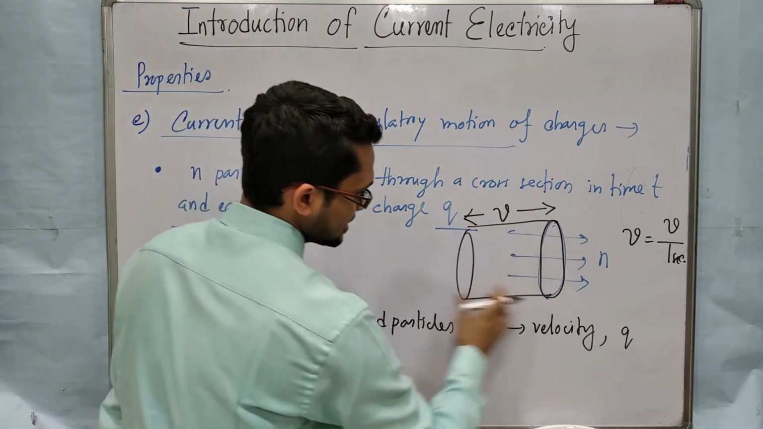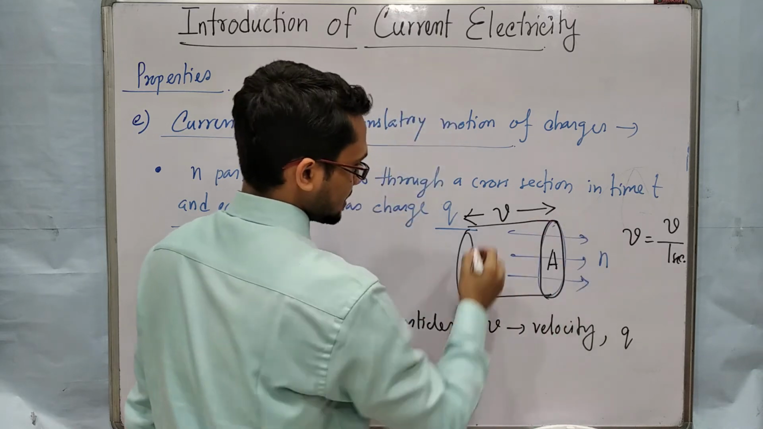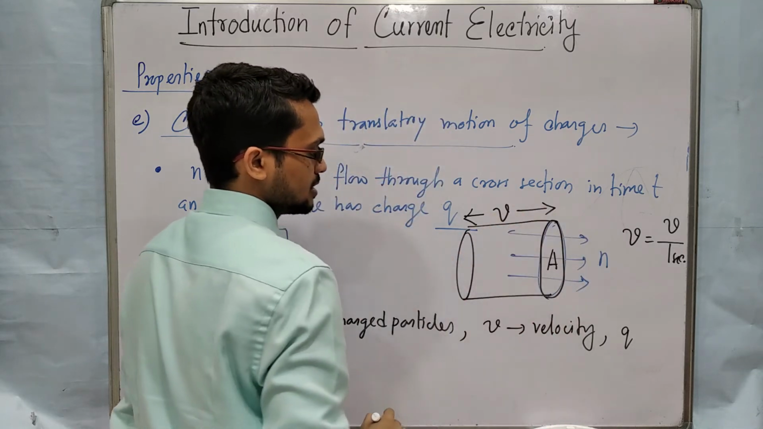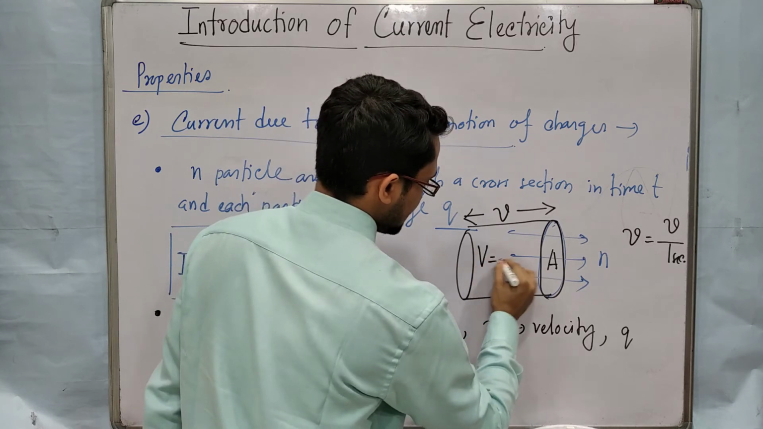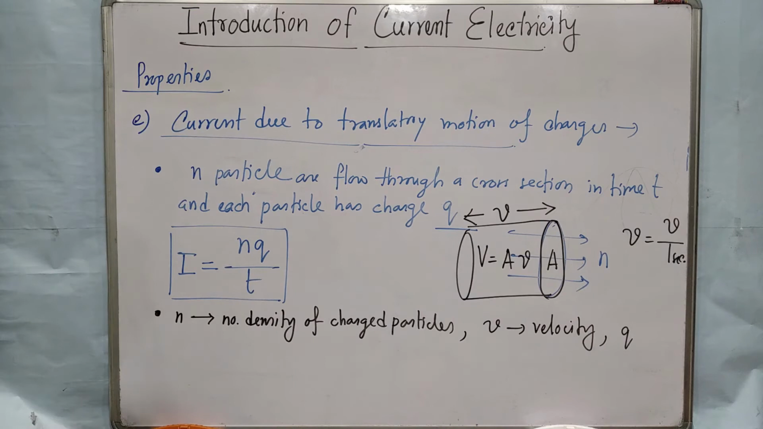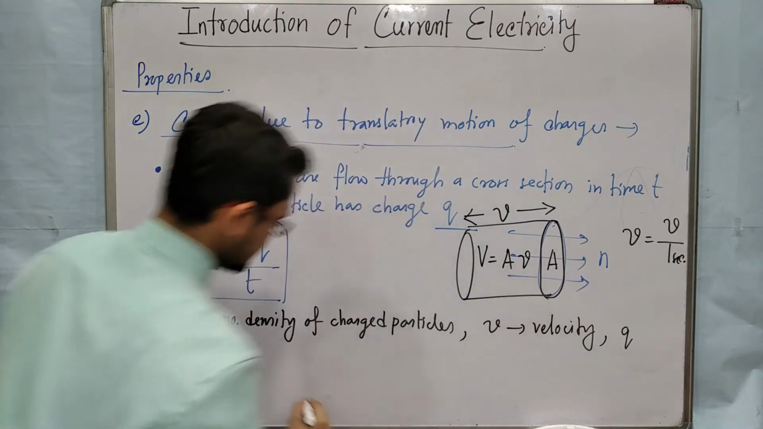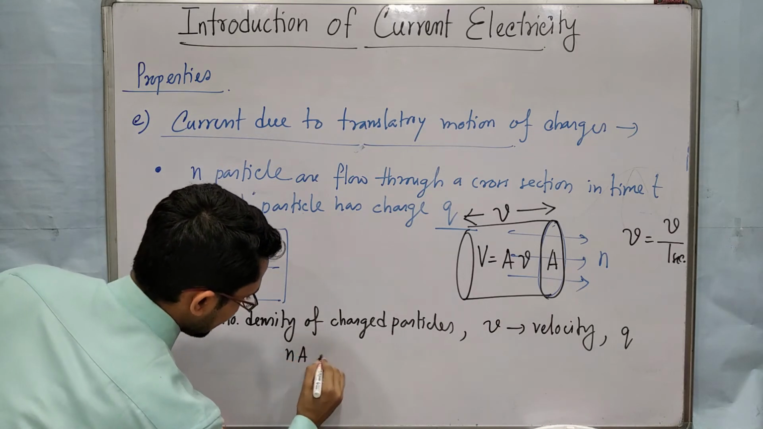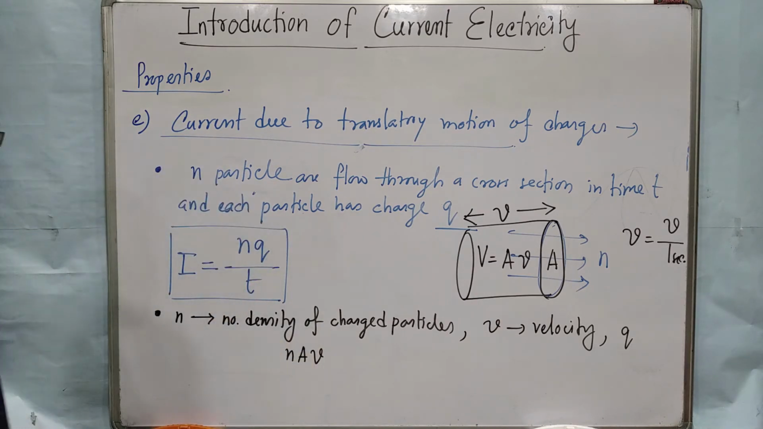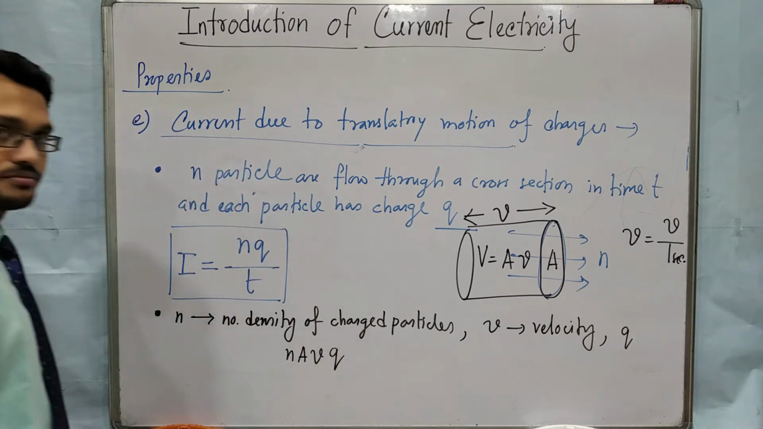So how many charges are there inside? This cross sectional area is A, this length is v. So the volume will be A times v, and the number of charged particles will be nAv. The amount of charge is the number of charges times q.